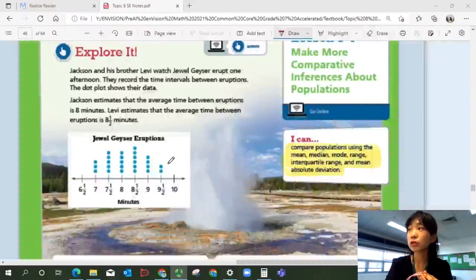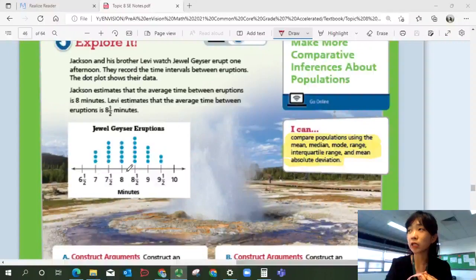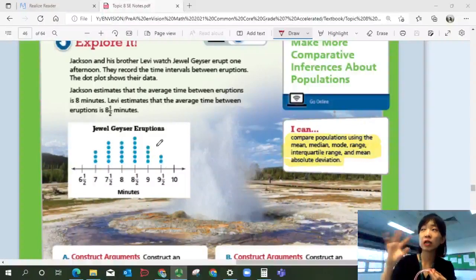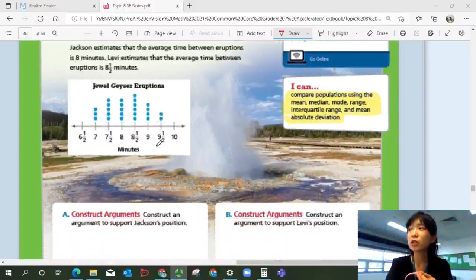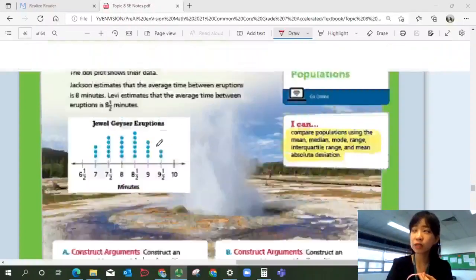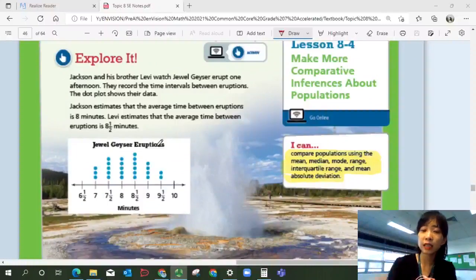You can see that the Jewel geyser eruptions range between 7 and 9.5. And the mode here, the data that appears the greatest number of times, would be 8.5. But I would say an even distribution between 7.5 and 9 is clustered in the middle, in the center, right? So construct an argument to support Jackson's position. So we're trying to say Jackson is right. How can we make an argument that could support his claim that the average time would be 8 minutes?